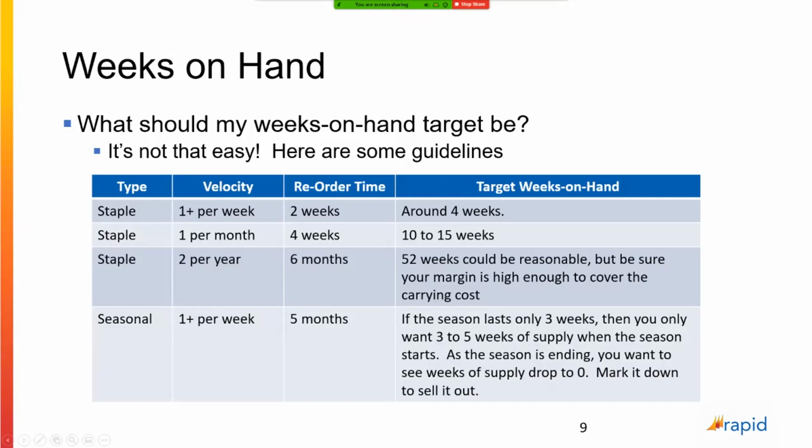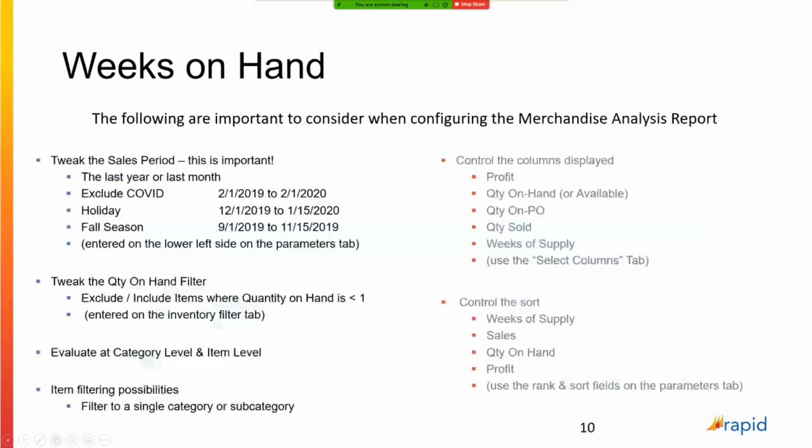Enough said. And as the season starts rolling to an end, we want to see that weeks of supply start dropping to 0. And if that weeks of supply isn't dropping quickly towards 0, we need to start marking that merchandise down so that we can sell it out. So there's a lot of variability in product. This is just 4 different examples, but hopefully it gives you some idea or some measure of how to know how many weeks on hand that you should have.